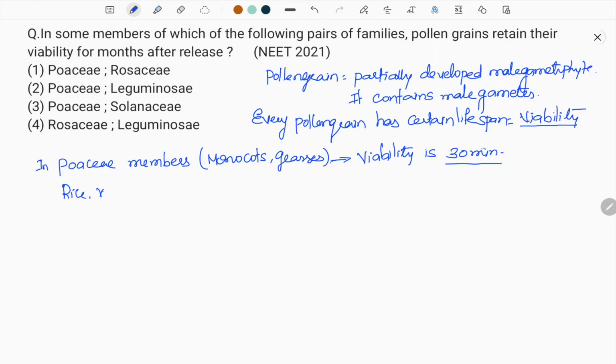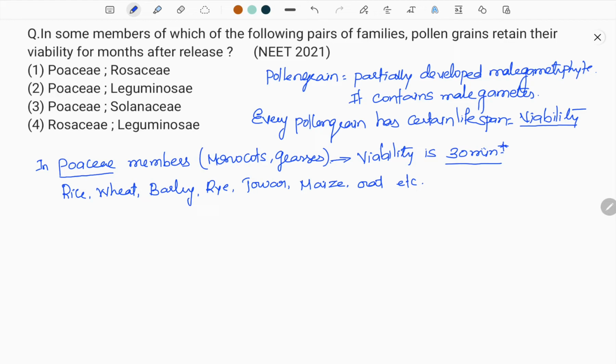wheat, Triticum vulgare or Triticum aestivum, barley, Hordeum vulgare, rye, Secale cereale, and sorghum, Sorghum vulgare, maize, Zea mays, and oat, Avena sativa, in which F.W. Went extracted auxins for the first time, conducting the bioassay test in Avena coleoptile. So these are some examples of Poaceae members in which the viability of pollen grain is just 30 minutes, not even one hour.